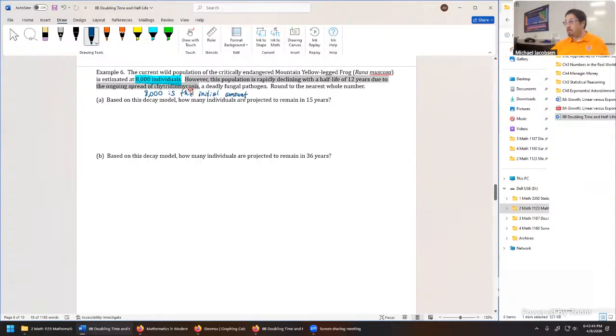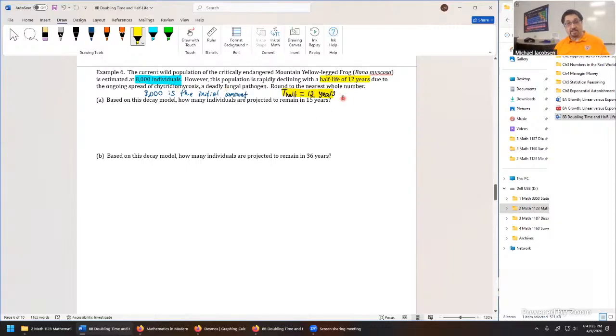Cythridiomyces. I'm just guessing on the pronunciation. So this frog is going through some pretty tough challenges in its environment. And the deadly fungal pathogen is causing a half-life for the population size to be about 12 years. So T half is 12 years in this problem for the half-life.